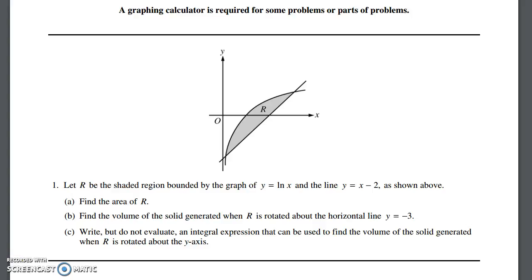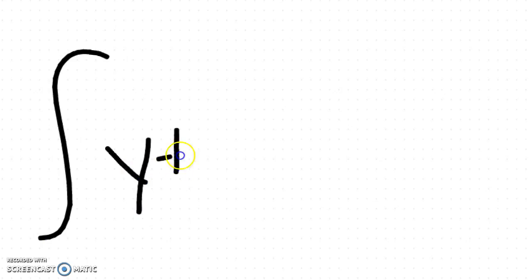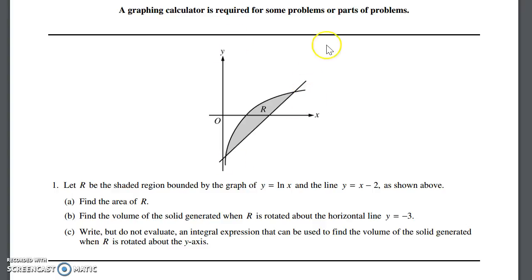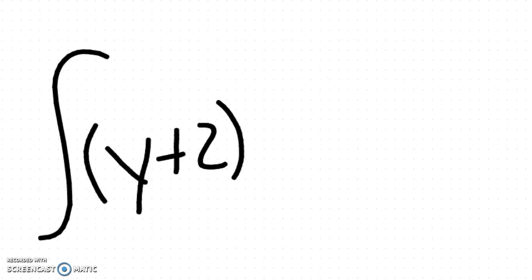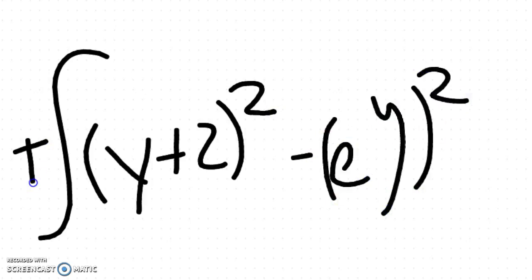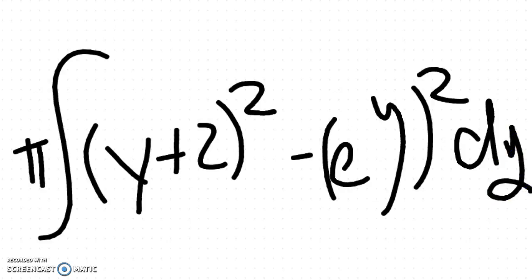So to solve for a volume, we simply have to take the integral, because when we rotate around the y-axis, this line, x equals y plus 2, is on the outside, and x equals e to the y is on the inside. So what we would have to do is (y plus 2) squared minus (e to the y) squared, times pi. Again, the squares and the pi are there because of the inner and outer radii, and then dy, because we're integrating in terms of y.